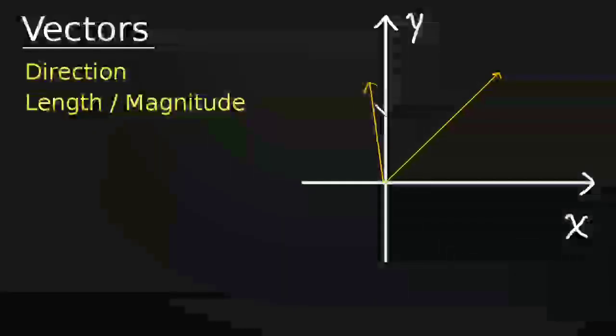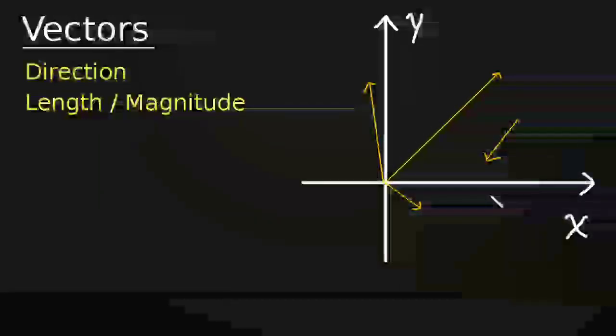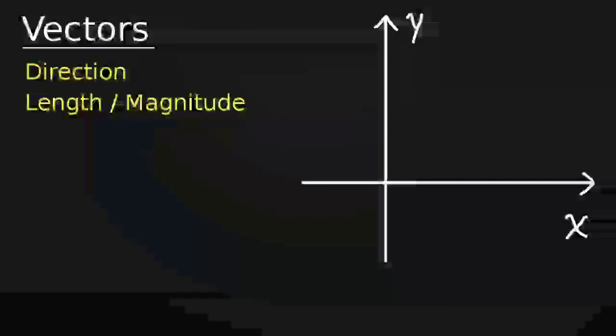This is also a vector. It's pointing in a certain direction. It has a certain length, as is this. So is this. This is a vector. Even though it doesn't start at the origin, it's clearly pointing in a certain direction, so it has direction, and it clearly also has length. So vectors need not start at the origin, they can start anywhere. This is also a vector. It's pointing in a certain direction, and it has a certain length. Okay? That's great.